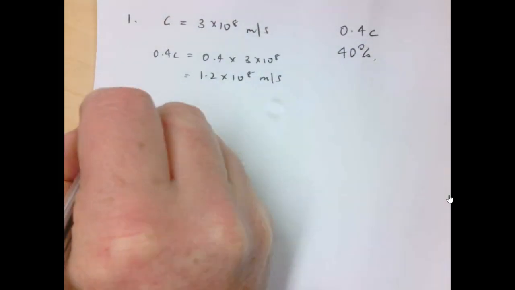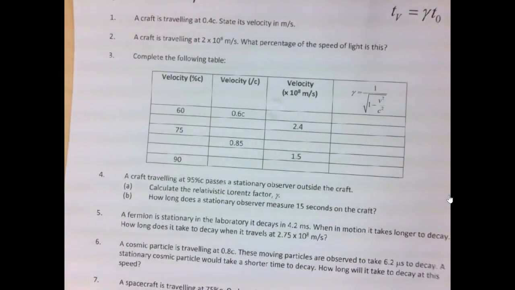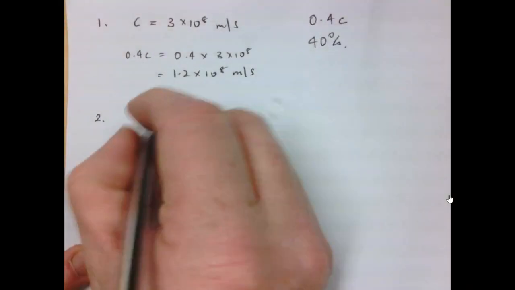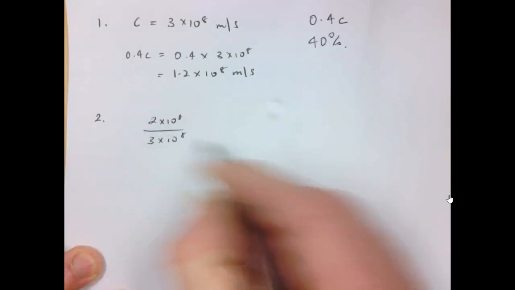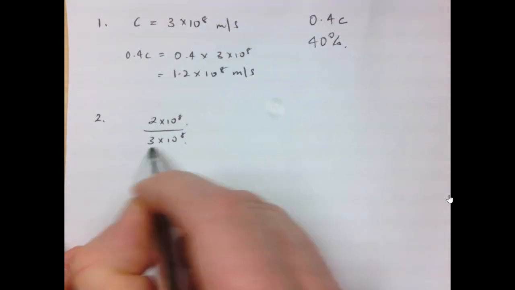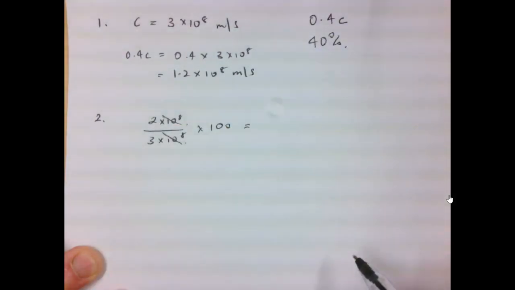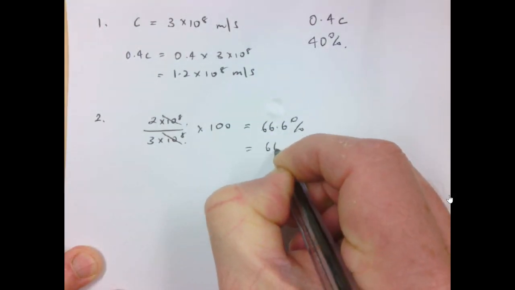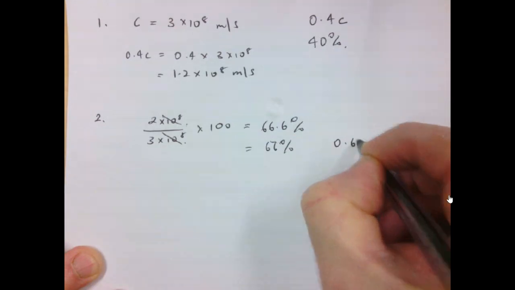Question 2, going backward, is asking us to work out what percentage of the speed of light is 2 × 10^8. So it's a very simple percentage question. 2 × 10^8 divided by 3 × 10^8, that's the velocity divided by the speed of light, multiplied by 100 would give us the percentage. The 10^8 cancels in each case, so it's 2/3 as a percentage, which is 66.6% of the speed of light, or just say 67%. Or if we were using it as a decimal, it's 0.67 c.